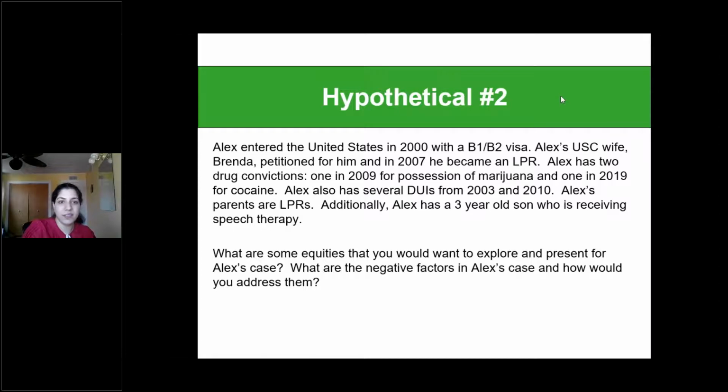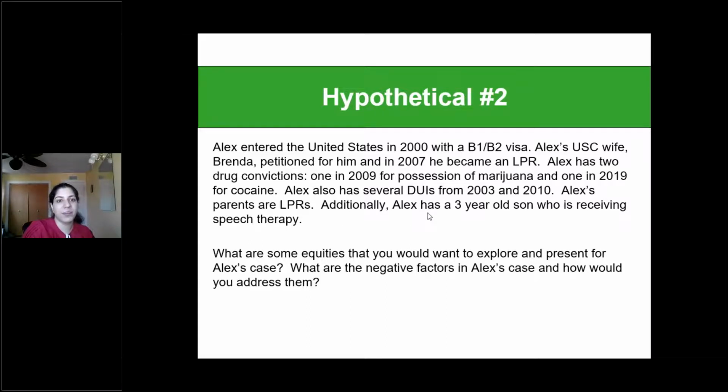And Alex is luckily eligible for LPR cancellation despite his criminal record. He's been an LPR for more than 5 years. He does not trigger the stop time rule within 7 years because his first 212 offense is in 2009 and he entered in 2000. And he has some family ties, obviously. He's been here for a long time.